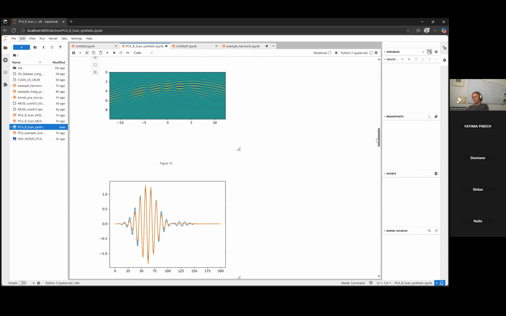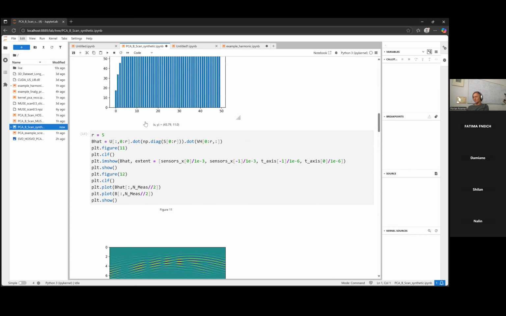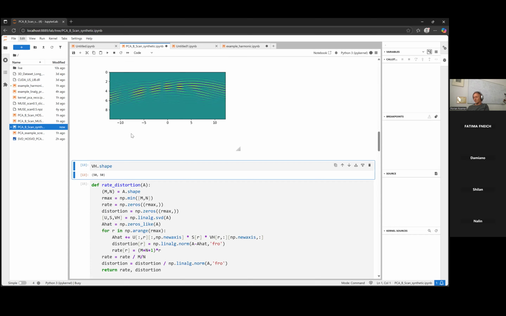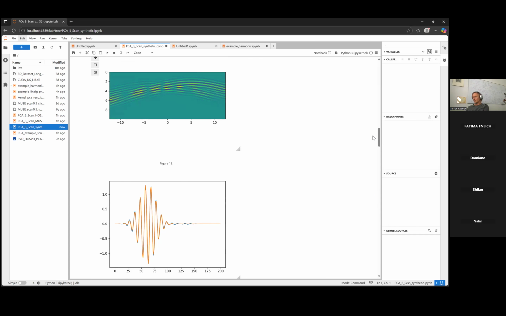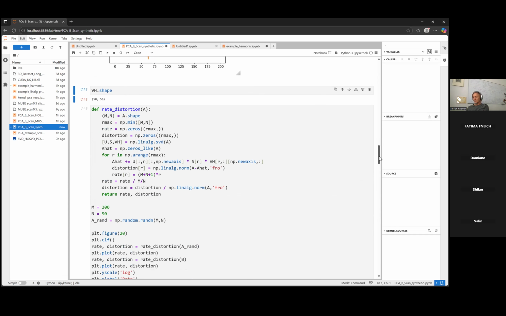There's still some error. And then as I go to, I don't know, rank, let's say 10 or so, then it starts becoming quite faithful. I do have an interactive GUI for that.